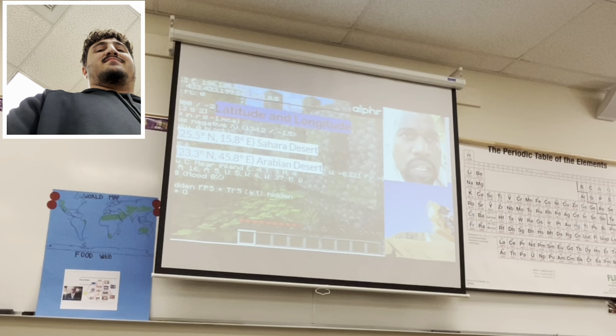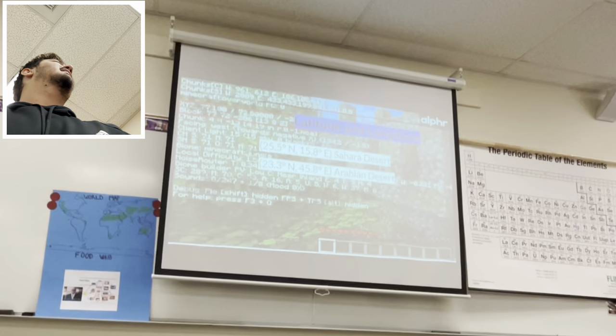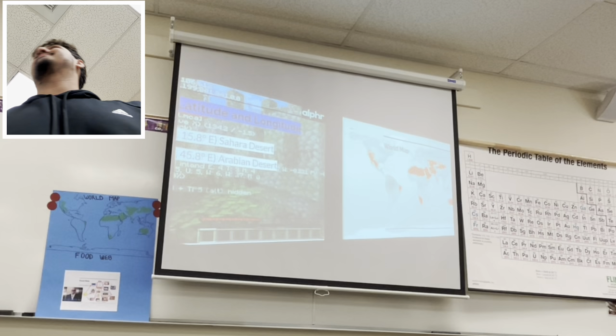Okay, so the latitude and longitude for the different deserts. I don't know if these numbers are important, but they had to be there, so that's that. I'm sorry.